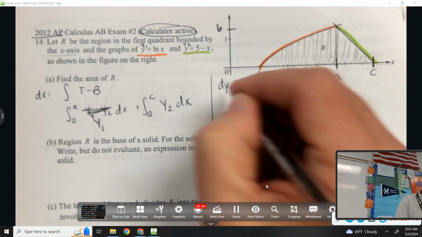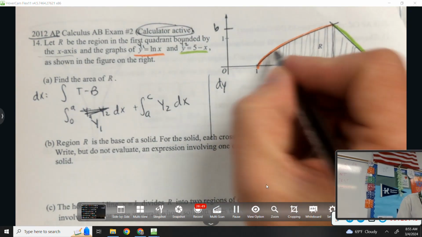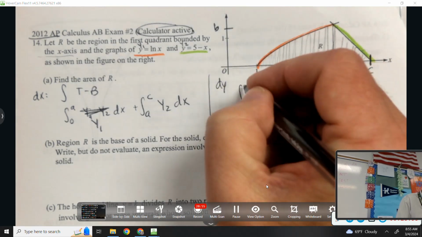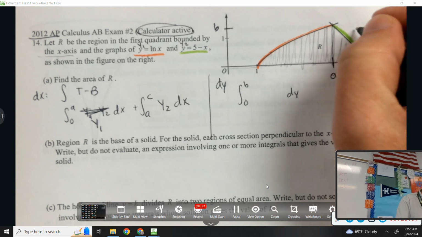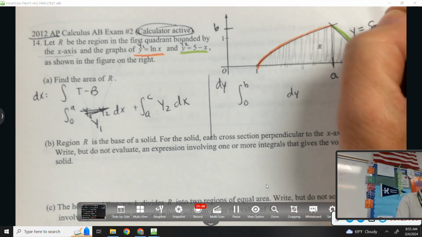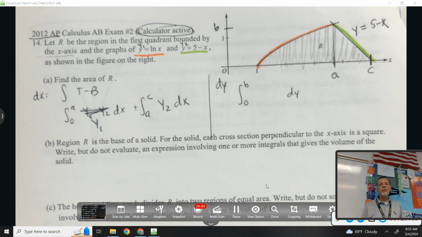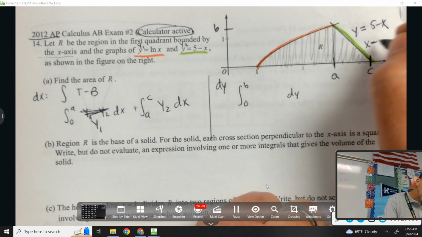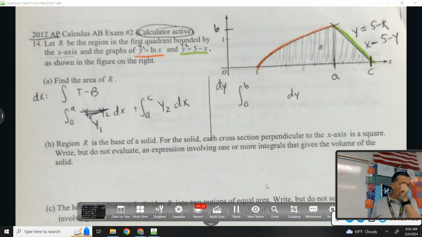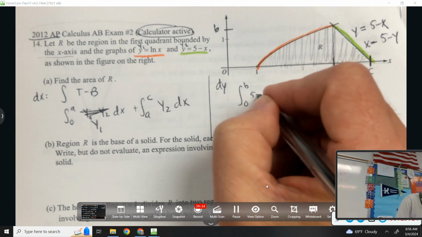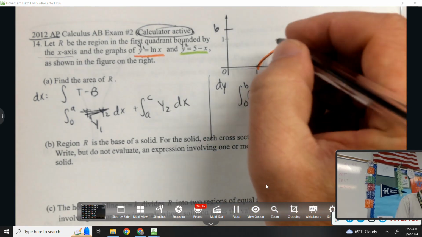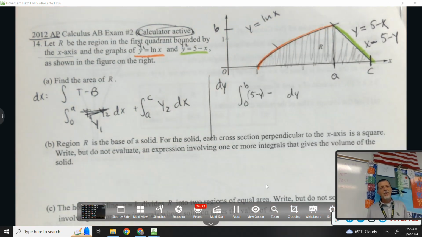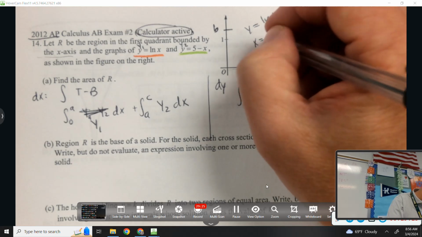If I go dy, then I'm going right minus left. Let's see, I have to go 0 to B. And so I have to switch this around. If that's 5 minus x, and I need it in terms of y, then what does x equal? Let's see, move things around. 5 minus y, that would be the rightmost piece, minus the leftmost piece. Y equals natural log x. And if I flip that around, x equals e to the y.